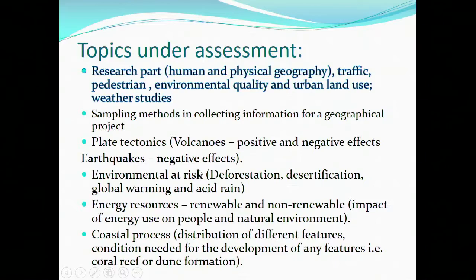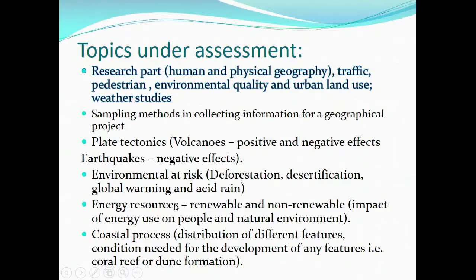At the same time, you need to look at the environment at risk, things that we humans practice in an environment that put our environment in danger. You look at phenomena like deforestation, desertification, global warming, and acid rain. At the end of the time, they might contribute to the effect of either drought or floods.